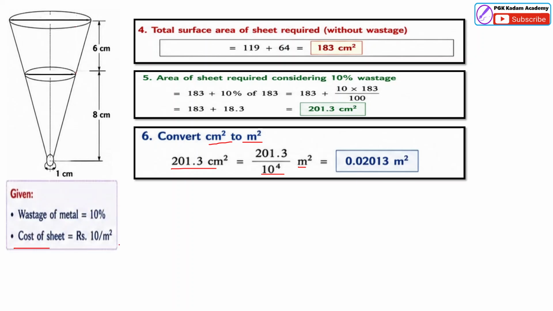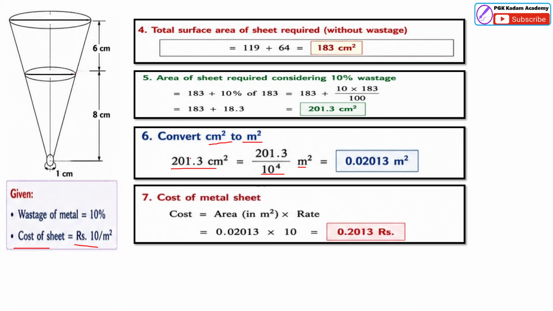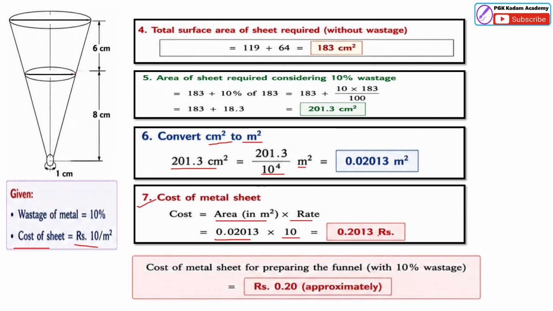The cost of the sheet when purchased is rupees 10 per meter square, multiplied by the area to get the cost of the metal sheet. Cost of metal is our final answer. Cost is the area times the rate of 10 per meter square, so about 0.2 rupees is the cost of the metal sheet for the panel with 10% waste, approximately rupees.